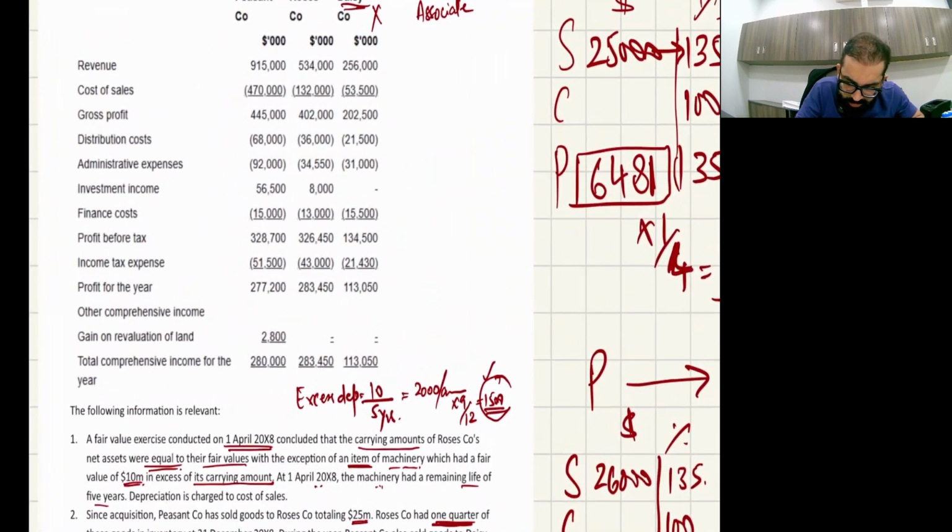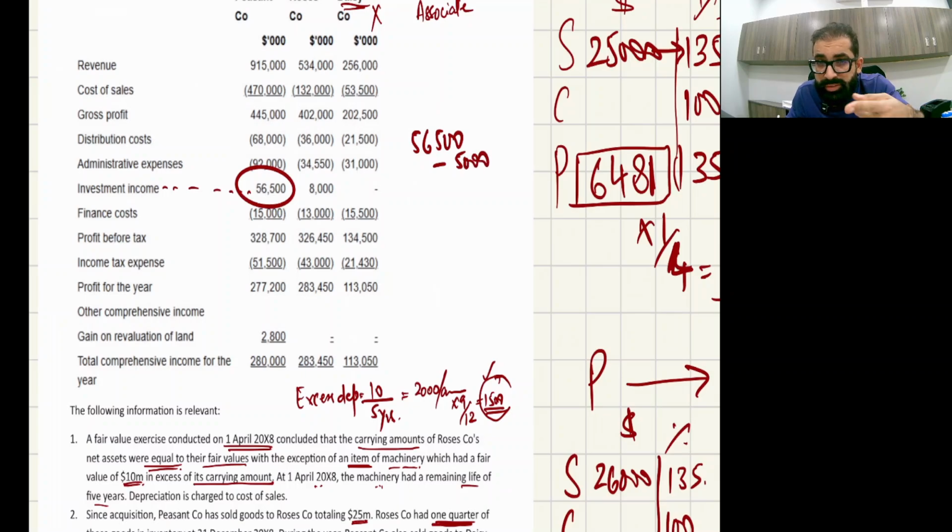Listen, 11,050 dividend income is present here in this investment income. So from this 56,500 we are going to subtract, first of all, the intercompany interest income of 5,000 that I just told you, and then we are going to deduct 11,050 of dividend income.